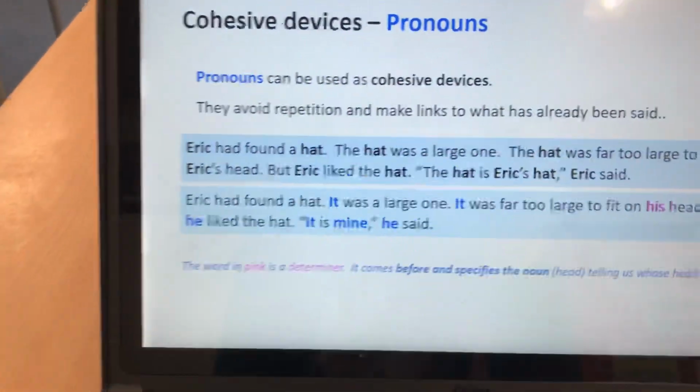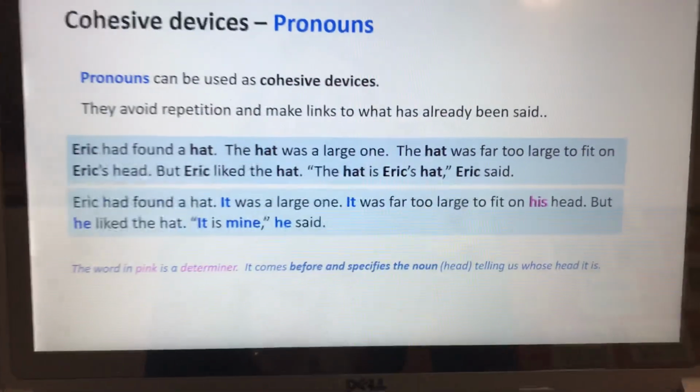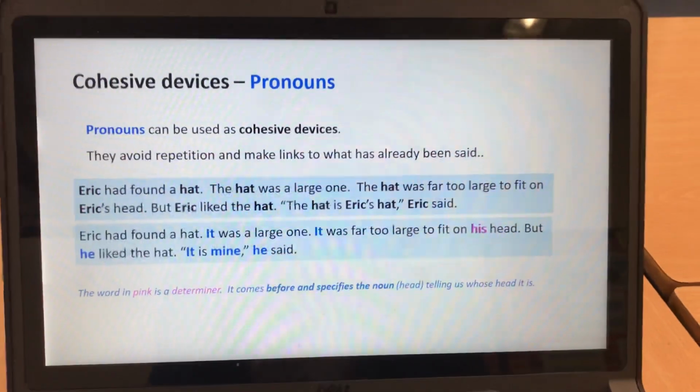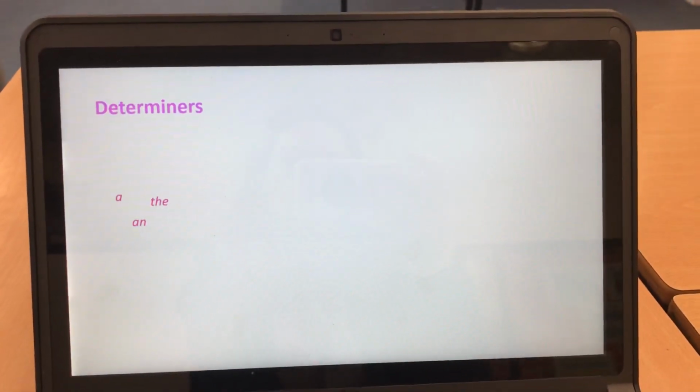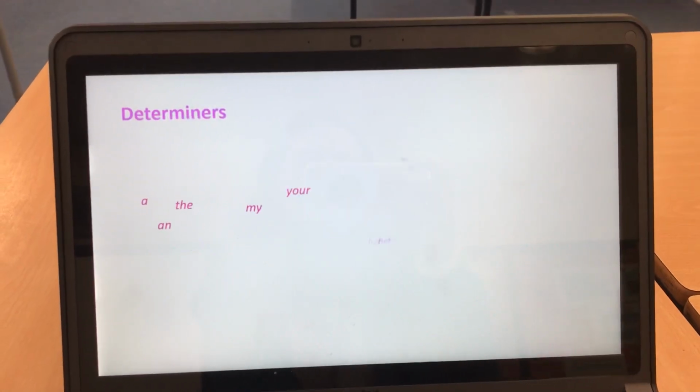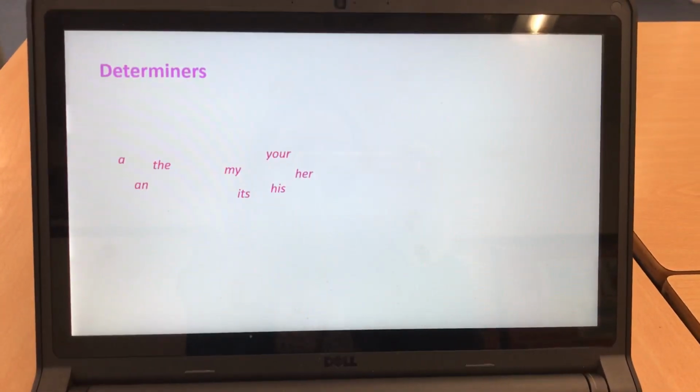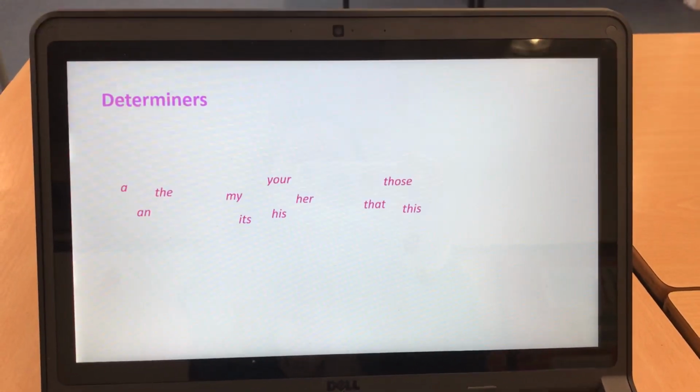Here in pink, we've got the word his, and the word in pink is a determiner, and that's what we're going to be looking at now. So, here are some commonly used determiners, whizzing onto the screen.